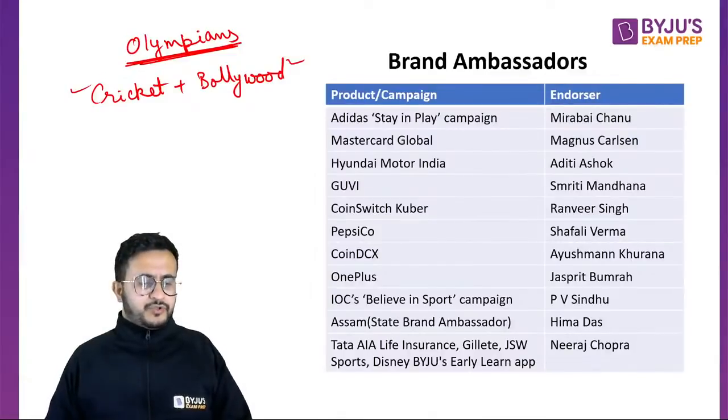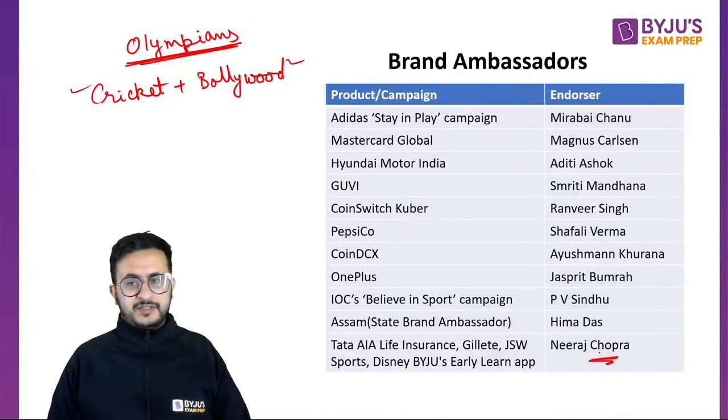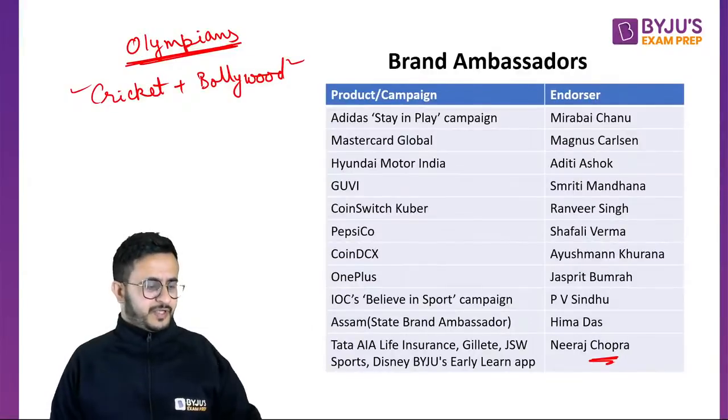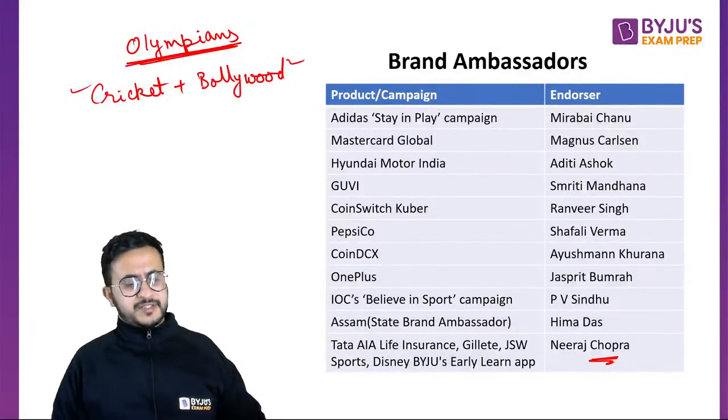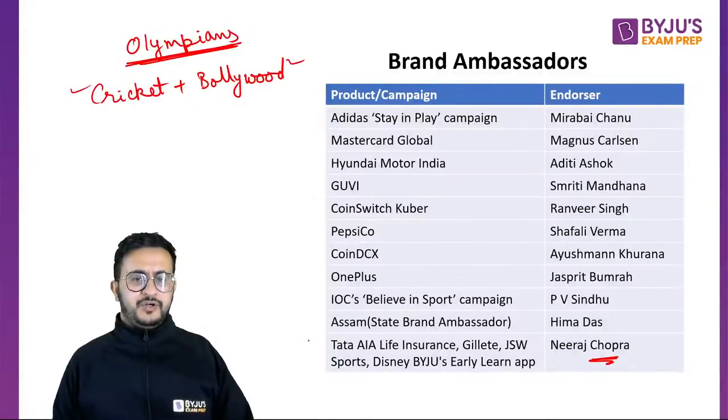So Neeraj Chopra, obviously the star, became brand ambassador of Tata AIA Life Insurance, Gillette, JSW Sports, Disney, and BYJU'S Early Learn app. Obviously, he won the gold medal, the first athlete of independent India to win a medal in athletics, and the second Indian to win an individual gold medal at the Olympics. So he rose to fame and got a good number of brand endorsements.